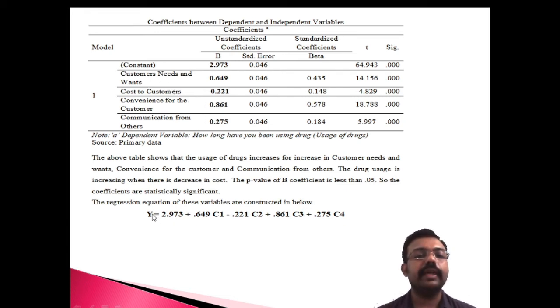y equal to 2.973, there's a constant, plus 0.049, this is c1, the first variable, then minus 0.221 c2, the second variable, plus 0.861 that is c3, third variable, and communication 0.2754 that is the fourth variable.